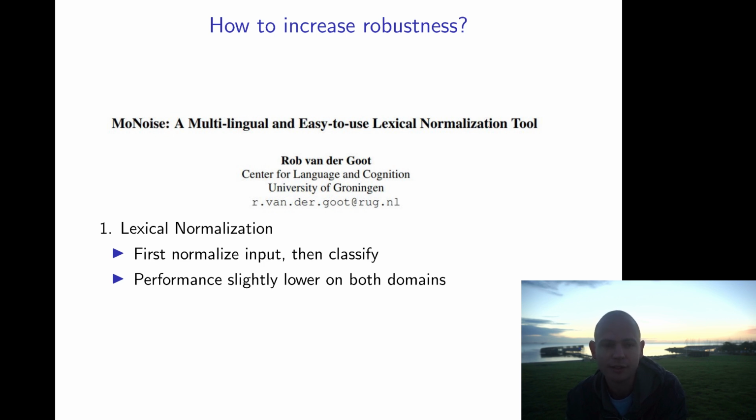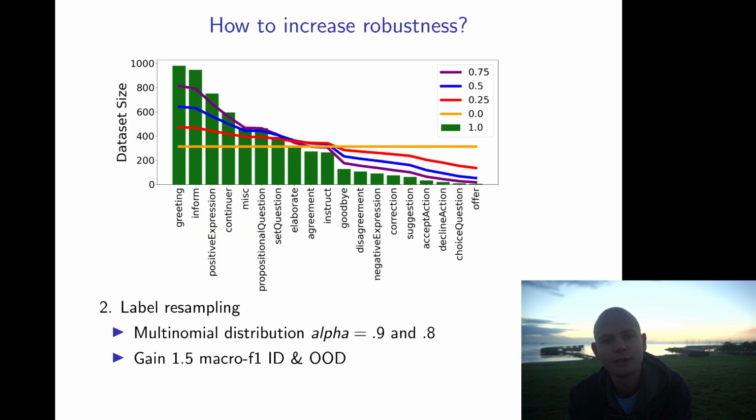We normalize the input sentences before we do the dialogue classification, and unfortunately we noticed that performance went down a little bit. So they're still within one standard deviation, so we cannot say it became significantly worse, but it definitely did not improve.